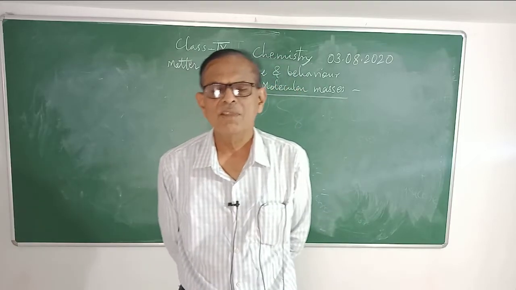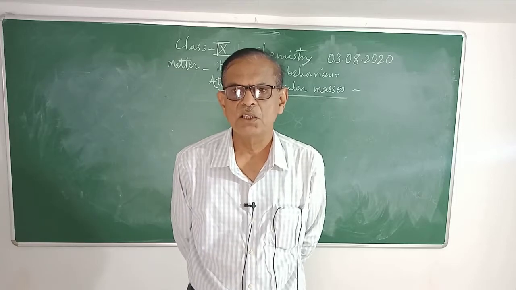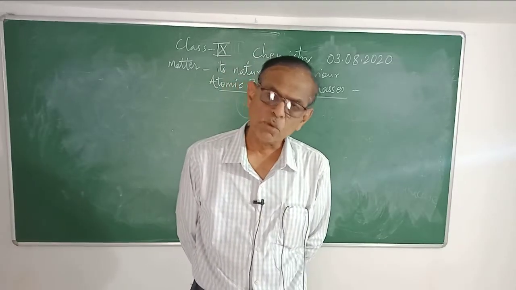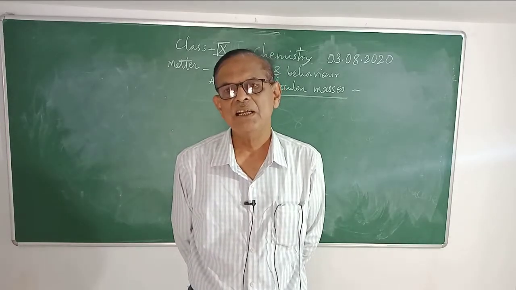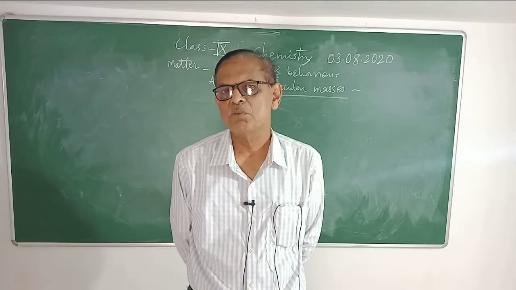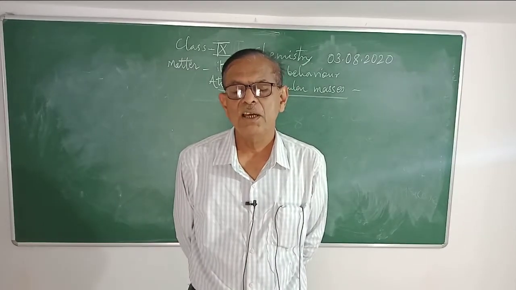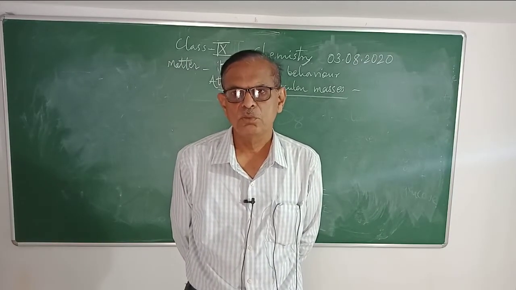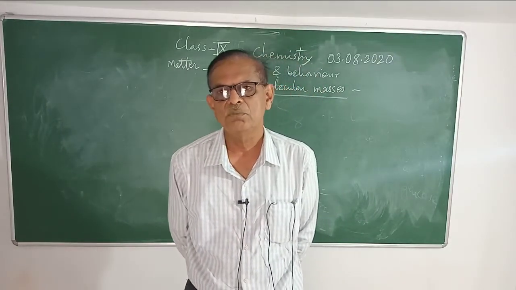In the same way, fluorine, chlorine, bromine, iodine, F2, Cl2, Br2, I2, all these are diatomic molecules. When we write F, it is the atom. Cl is the atom of chlorine. Br is the atom of bromine. I is the atom of iodine. F2 means molecule, Cl2 means molecule, Br2 means molecule, I2 means molecule. In this way, a molecule consists of 2 atoms.